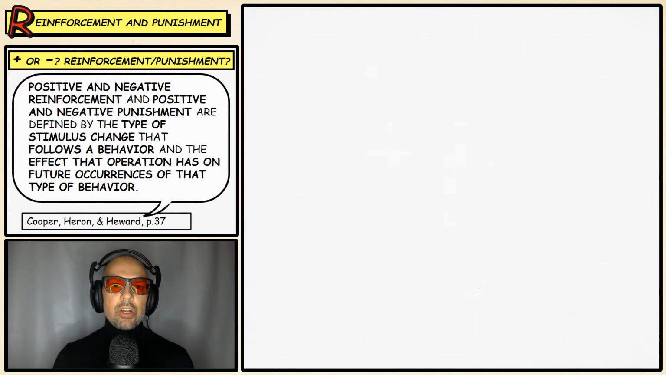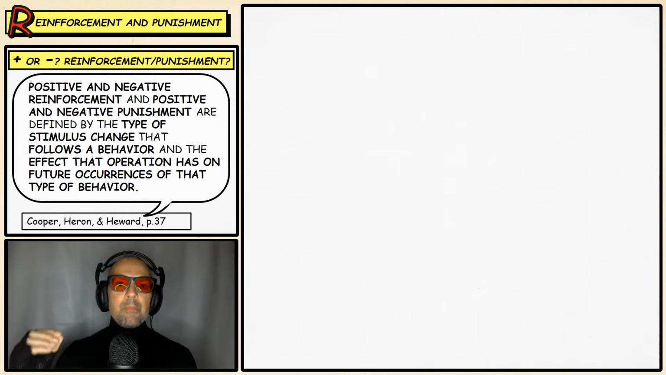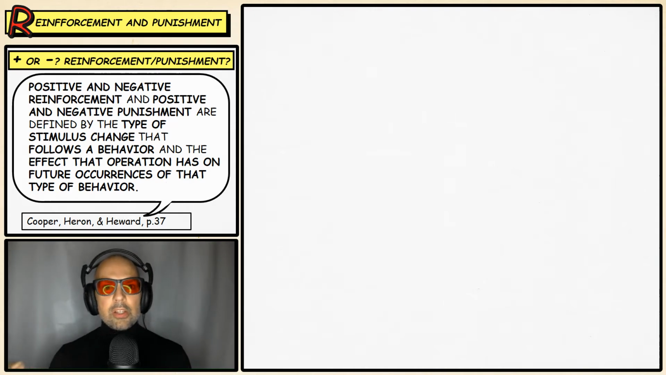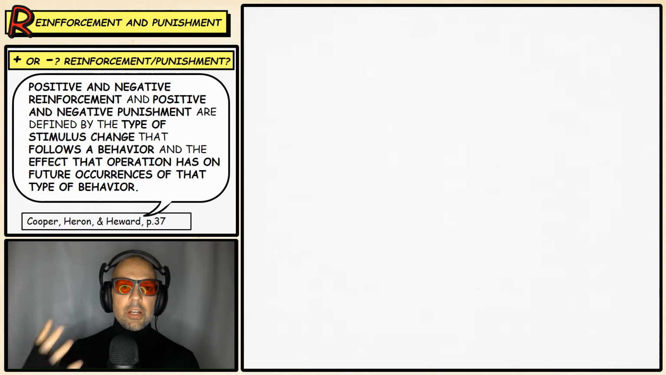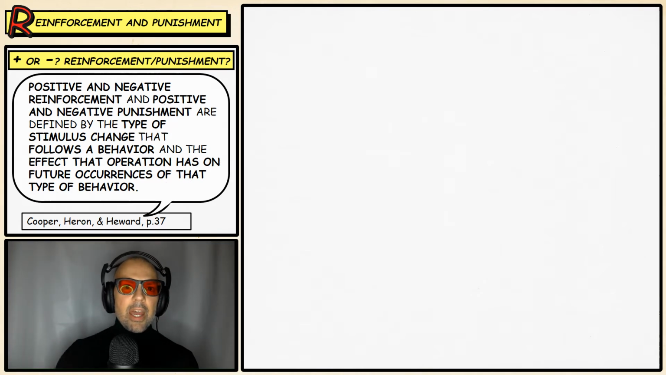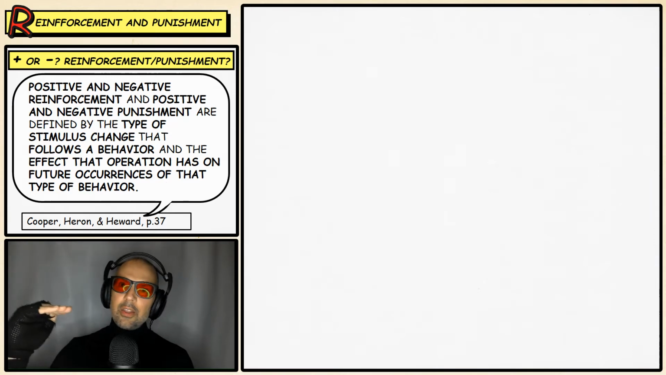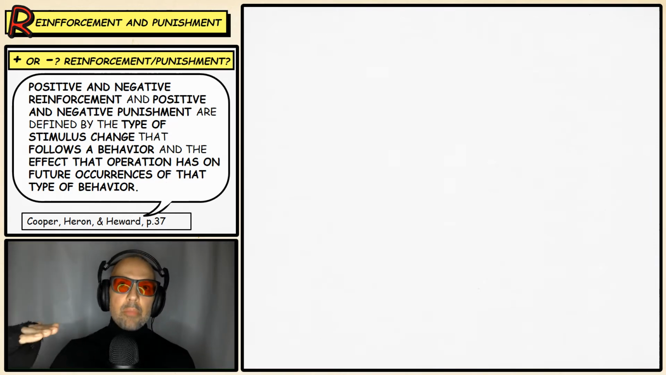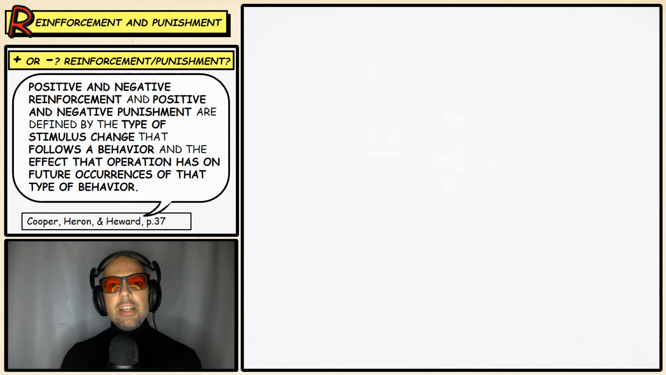And today we're going to learn how to identify whether a consequence is positive or negative, and then also whether that consequence is reinforcement or punishment. So by the end of today, you will be able to identify all four major operant contingencies. That is positive reinforcement, the very tricky and very misunderstood negative reinforcement, positive punishment, and negative punishment.